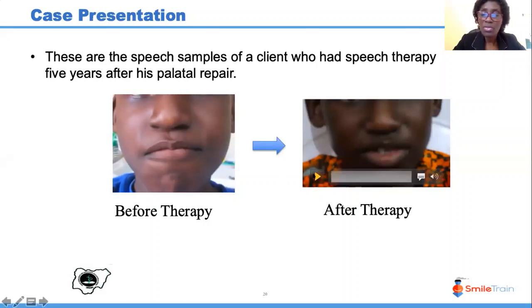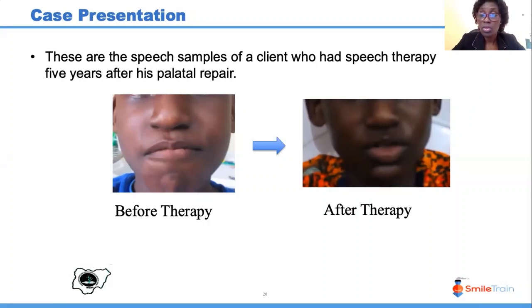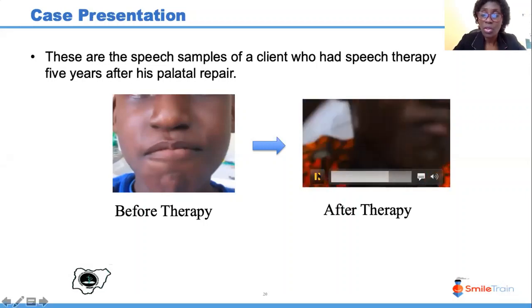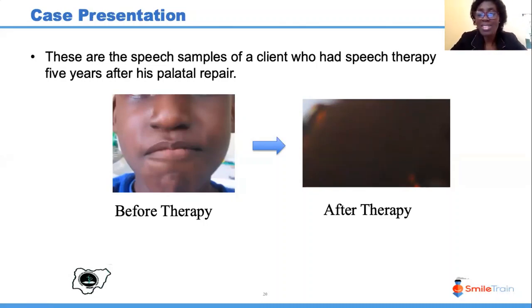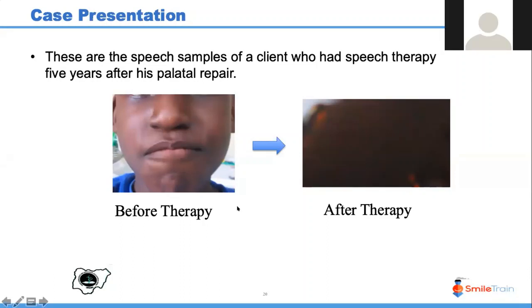So after about 7 sessions, when he completed his speech therapy program, this is how he was able to recite the 1 to 10. 1, 2, 3, 4, 5, 6, 7, 8, 9, 10. Okay, so what I want you to note also in this post-therapy session is the way his perioral tissues are. He seemed more relaxed, he seemed happier, he was less guarded, unlike before.